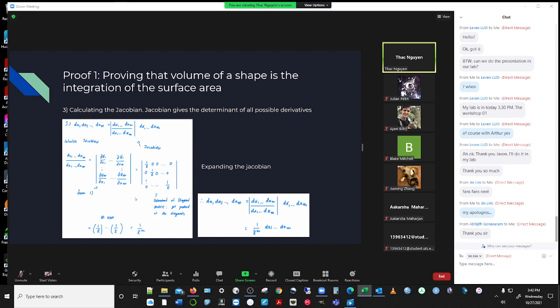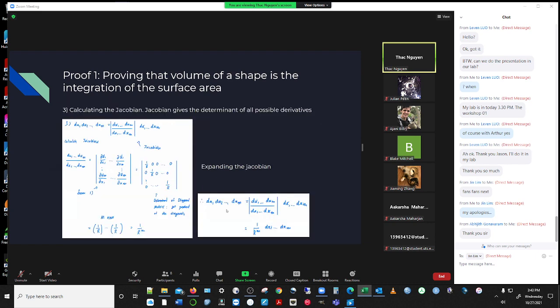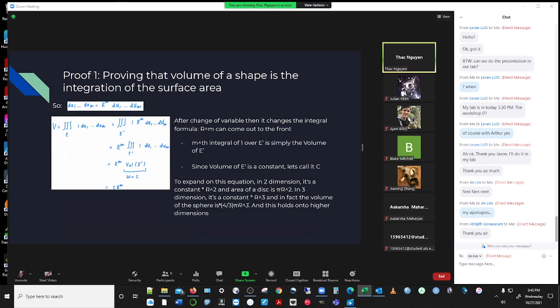Then the determinant of a diagonal matrix is the product of the diagonals, which is 1 over r multiplied by itself m times. We can then say that du1 to dum equals 1 over r to the power of m, dx1 to dxm. If we put r^m to the opposite side, we can convert this to dx1 to dxm equals r to the power of m du1 to dum.